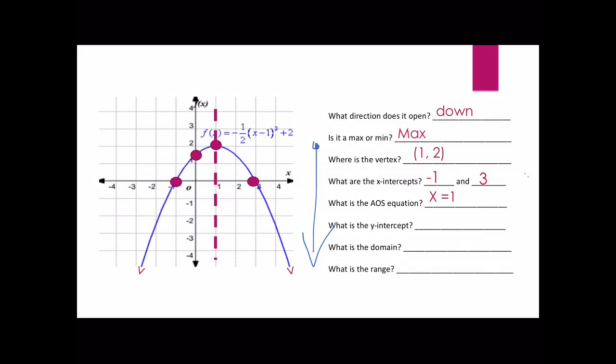Next, we have a y-intercept. We're just going to estimate on this one because it is not perfectly on a number. We're going to say (0, 1.5).